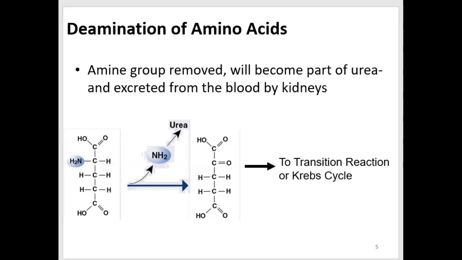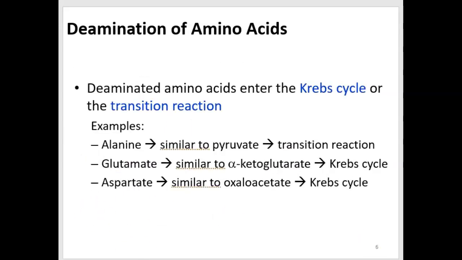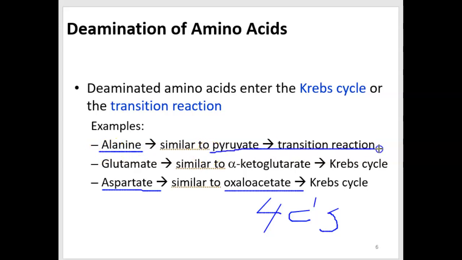There are other amino acids with different numbers of carbons that enter the Krebs cycle as well. Like aspartate, for example, is very similar to oxaloacetate, which has 4 carbons. Alanine is the one that's a little strange because it's only got 3 carbons. It enters at the transition reaction. But in general, proteins start at the Krebs cycle because that's where amino acids enter.